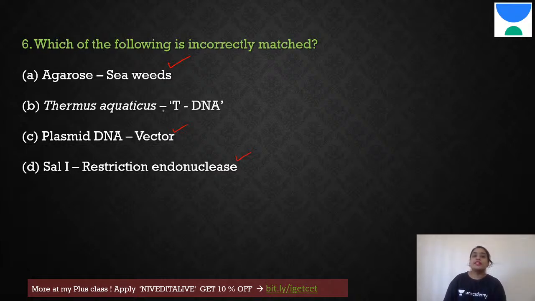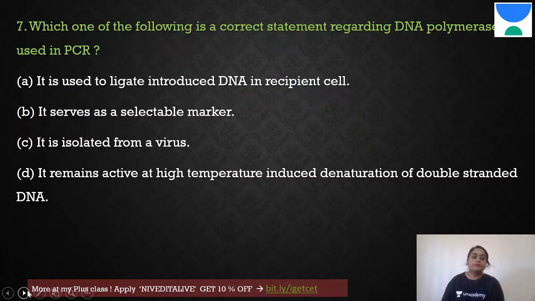Thermus aquaticus does not give T-DNA, it gives you Taq polymerase. Right? That is what we get from Thermus aquaticus. T-DNA is something to do with another vector that we use, the Ti plasmid, in the case of Agrobacterium tumefaciens for plants. So this is Thermus aquaticus.